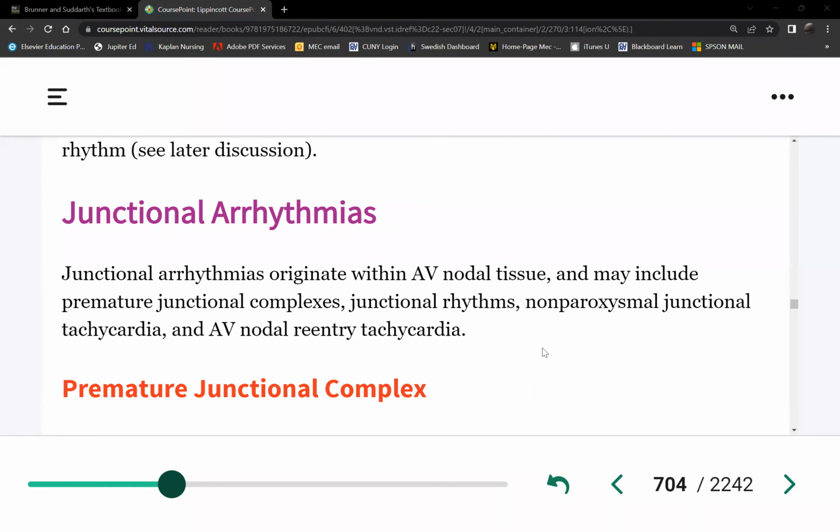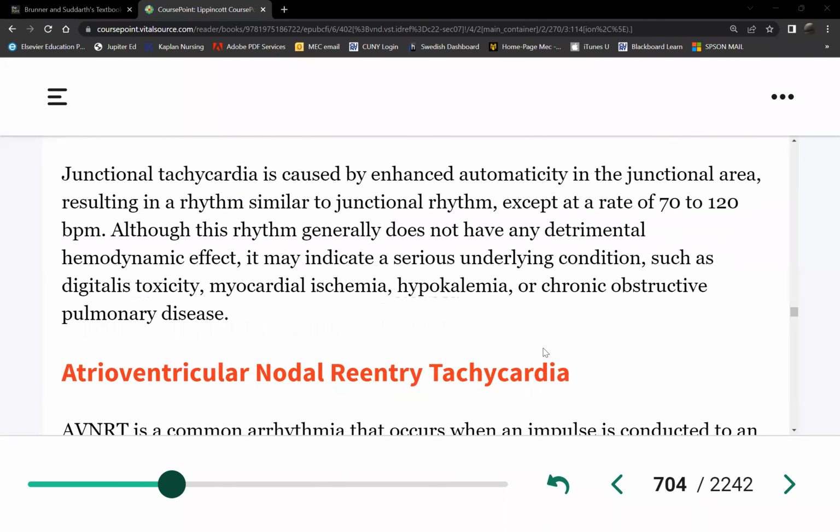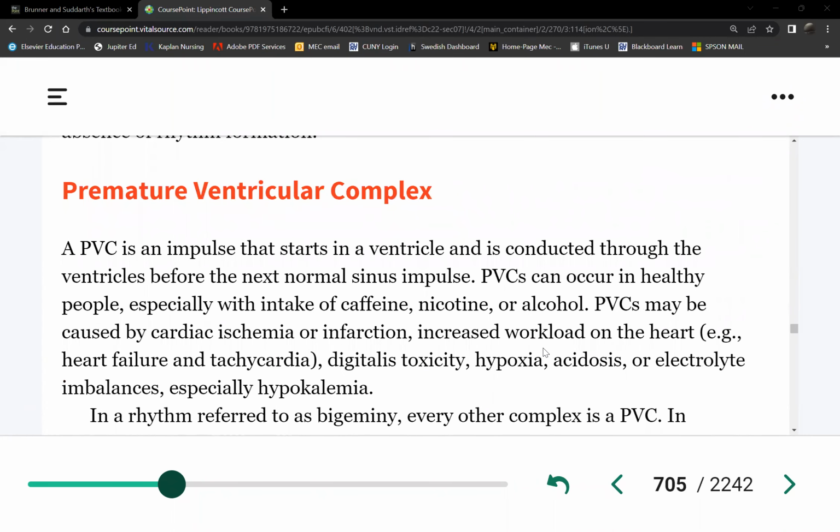As I mentioned last week, we will not cover the junctional dysrhythmias. They are not common. Okay, so we will proceed with the ventricular dysrhythmias. First example is the PVCs. So this is the equivalent of PACs. If we have premature atrial complexes or premature atrial contractions, we also have premature ventricular contractions.